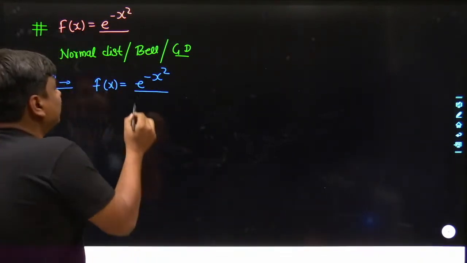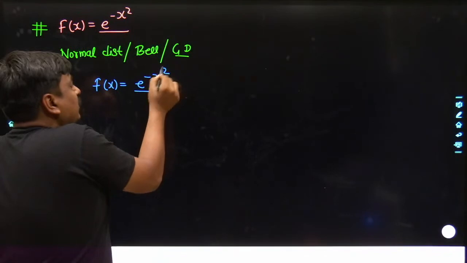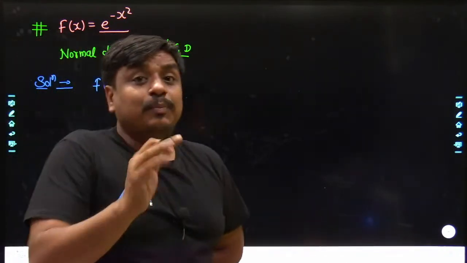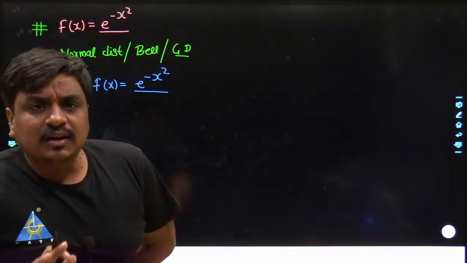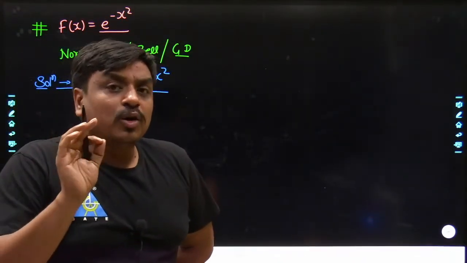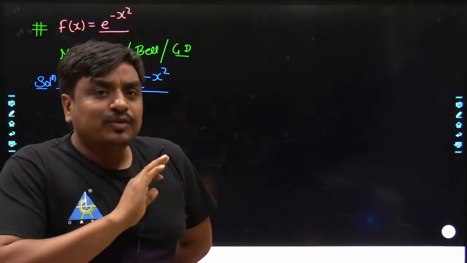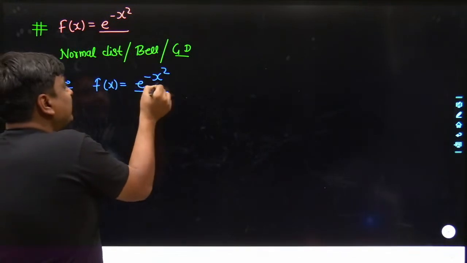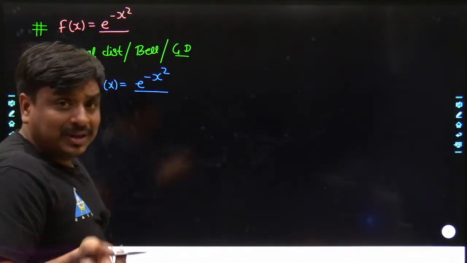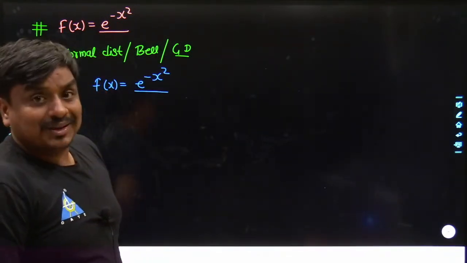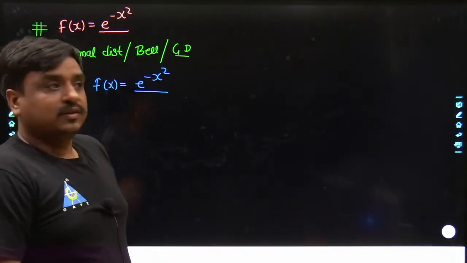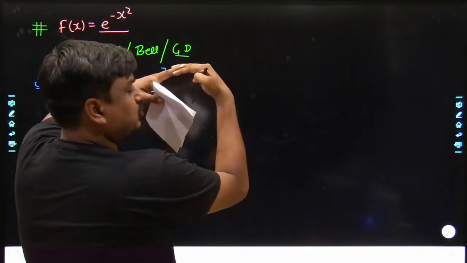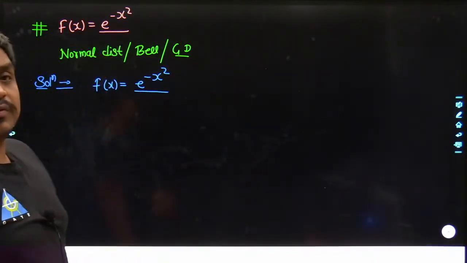Why? Because it is e to the power of minus x square, and x square is a continuous function. Why? Because it's a second degree polynomial, and as we have seen earlier, any degree of polynomial is always continuous as well as differentiable. Not only that, if you take minus x square as a second degree polynomial, then also minus x square is going to be a continuous function. How does x square look? It is an upward facing parabola, and how does minus x square look? It is a downward facing parabola.